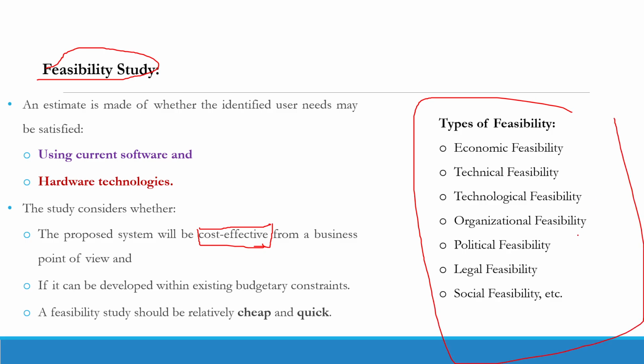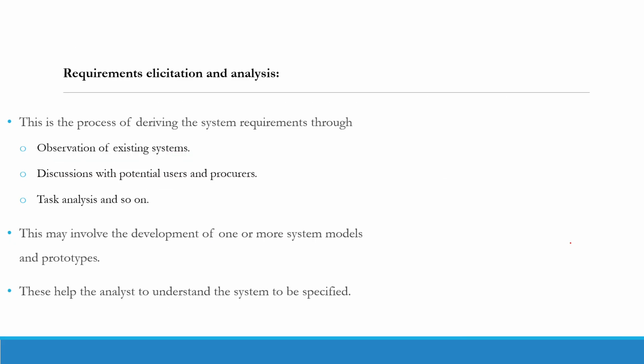It could be economical, technical, technological, organizational, local, political, legal and social feasibilities. So we have to check these feasibilities. Keep in mind, when we conclude that a certain system is feasible, it is okay and we can proceed forward. Otherwise we have to go back and check and recheck again.